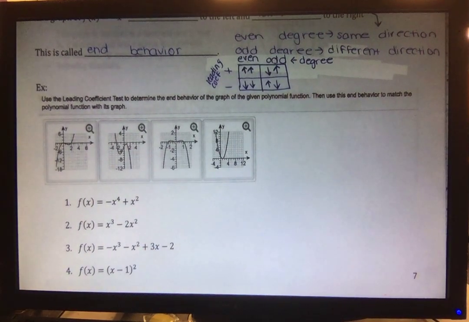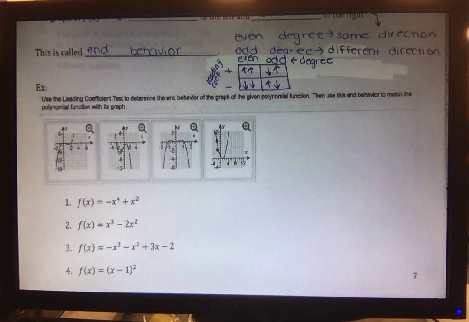All right, so next example. Let me change something before I embarrass myself even more. Use the leading coefficient test, which is the stuff that we've been doing to see what the leading coefficient and the degree are, to determine the end behavior of the graph given the following polynomial function. Use this end behavior to match the polynomial with its graph.